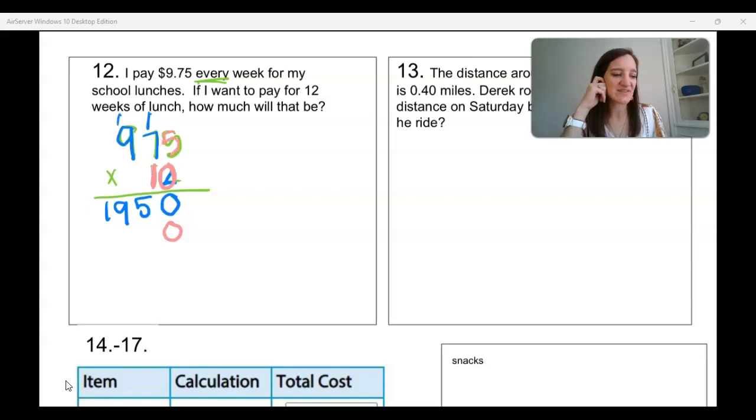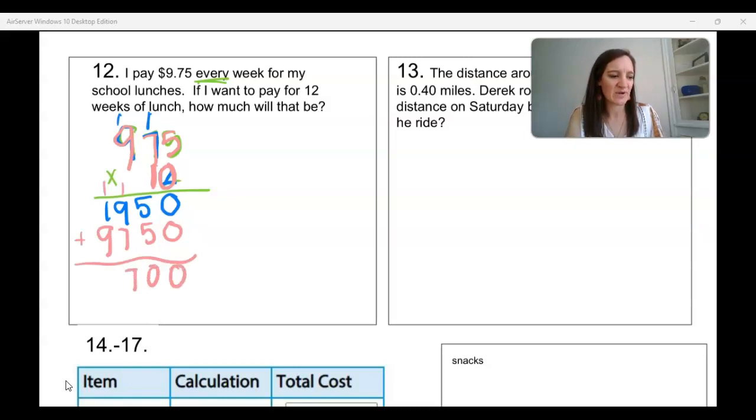And now I can times everything just by 1. 1 times 5 is 5. 1 times 7 is 7. 1 times 9 is 9. And I'm going to add that up, and I get 10, 11, wait, 10 plus 1 is 11. Okay, now is when I can focus on the decimals.